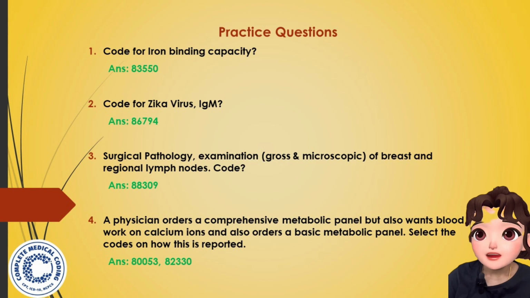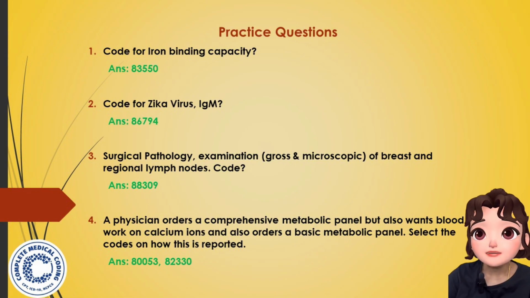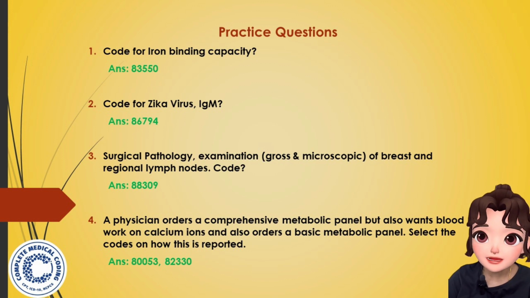Now, surgical pathology examination gross and microscopic of breast and regional lymph nodes. What is the CPT code for surgical pathology of breast and lymph nodes? So, go to surgical pathology and check for breast and lymph nodes. 88309.